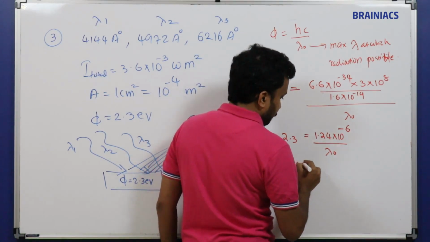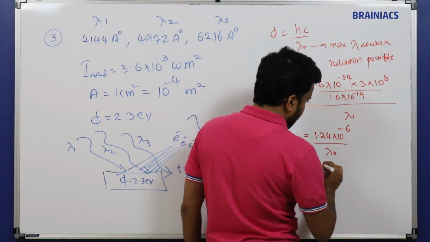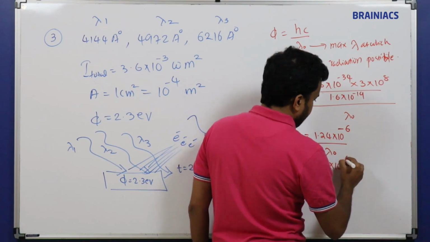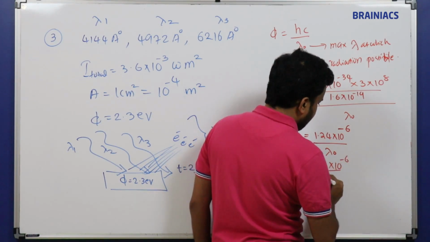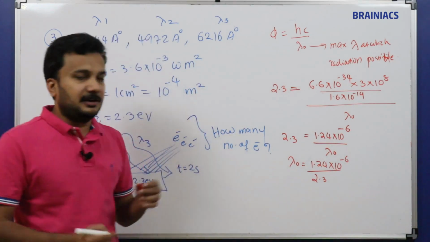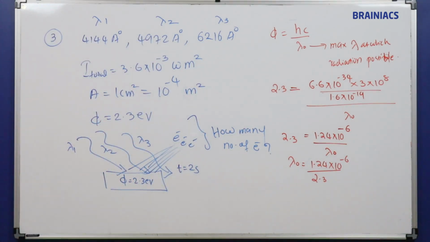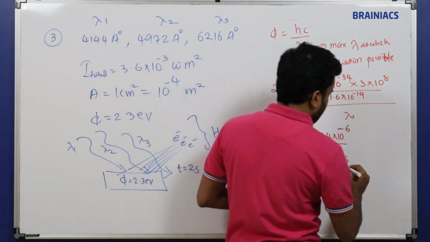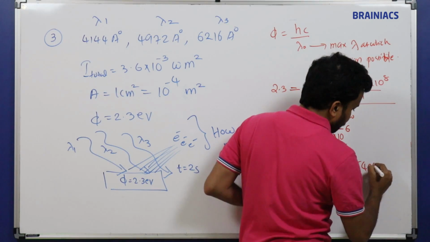So lambda 0 we are calculating. Lambda 0 means 1.24 into 10 power minus 6 divided by 2.3. With energy in electron volt, lambda should be in the SI unit system, which is in terms of angstrom. In this question we calculate with 1.24 and we get 5404 angstrom. So the value is 5404 angstrom.